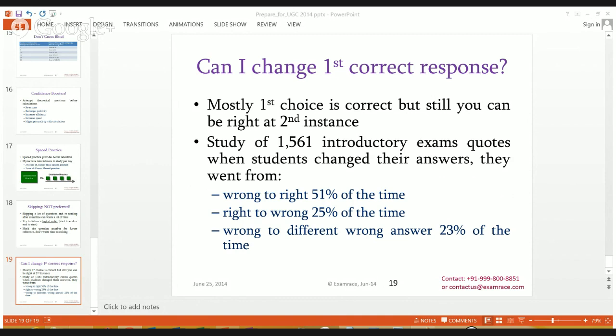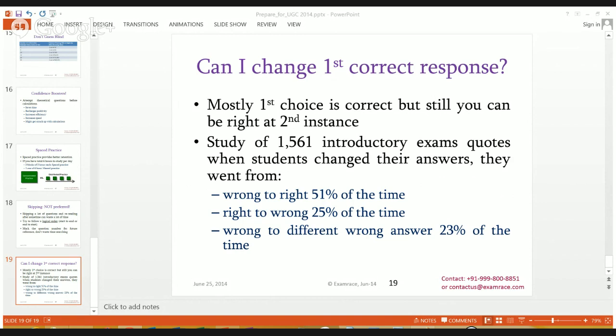So it is suggested that if you are doubtful about what you marked, and after some time you feel, oh no, this should not be the answer, there should be some other answer, you can switch the answer. Higher probability is that you will be moving to a right answer. But again, as I said, there are chances that you might move to another wrong response. So these are some of the doubts that a student usually has while appearing for the paper. If I want to change the response, will I change it to a wrong response or a right response? This is what the research study is about.